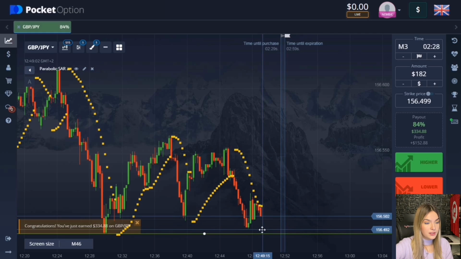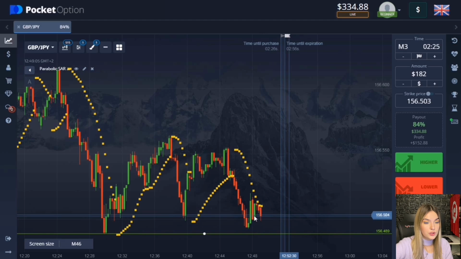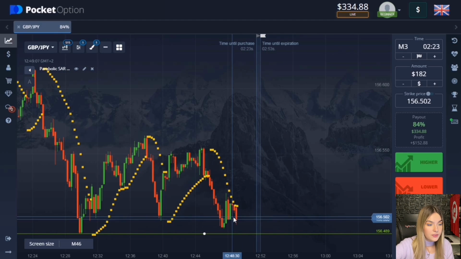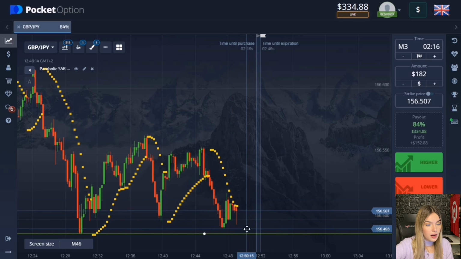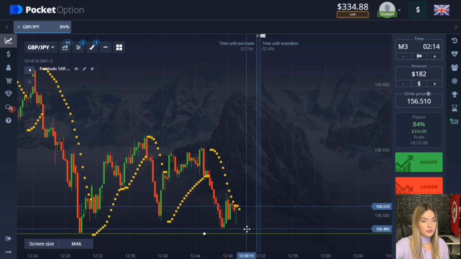Well, it's not bad friends, the price really continued its movement to the support level and we get a profit. 3 minutes was just enough. There was also a logical pullback up from the support level. But the price did not roll far up and we managed to close our deal in profit. Let's continue and look for the following situation in the market.